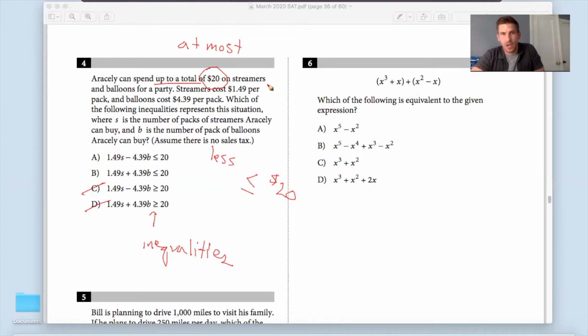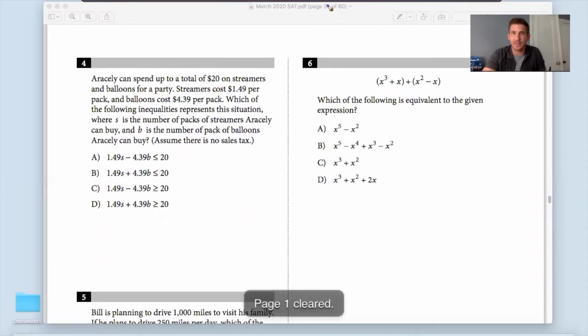All right, it says on streamers and balloons for a party, streamers cost 1.49 S, right? And then obviously the balloons are probably going to be 4.39 B, right? Which of the following inequalities represents a situation where S is the number of packs of streamers she can buy and B is the number of packs of balloons she can buy? So notice what they're doing here is that they're just referring to the plus. So it's just referring to the total. So it's the total of streamers and balloons. So B is going to be my answer choice, okay?